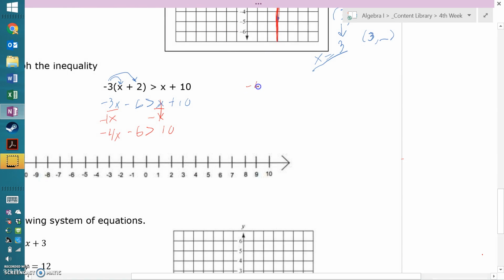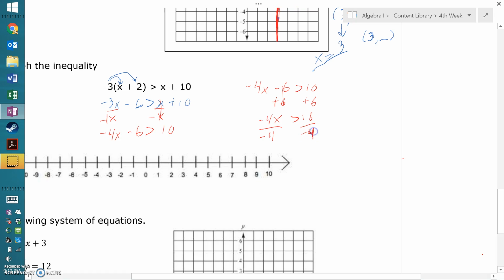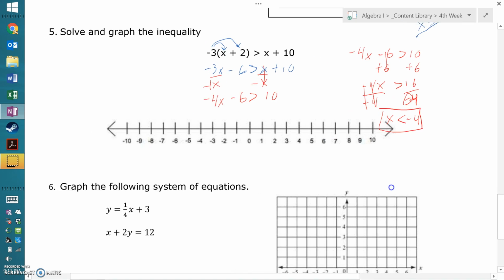So -4x minus 6 greater than 10. Plus 6 to eliminate that, so that's a 16. Going to need to divide by that negative. Gone. Change the sign: divided by a negative here, so change the inequality. Okay, so that's what I'm dealing with now.